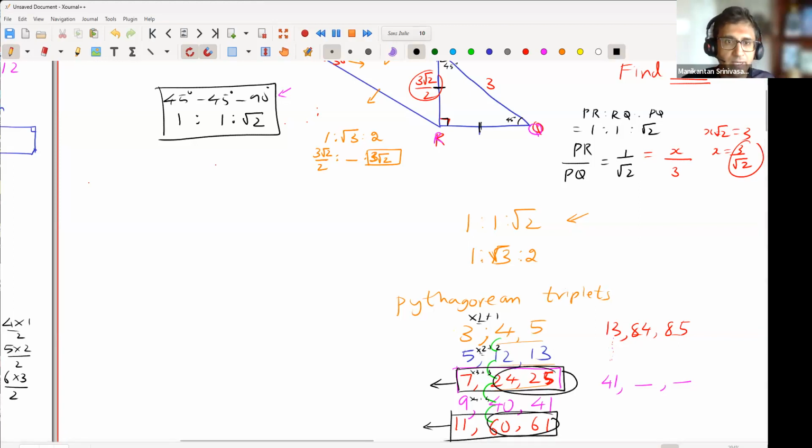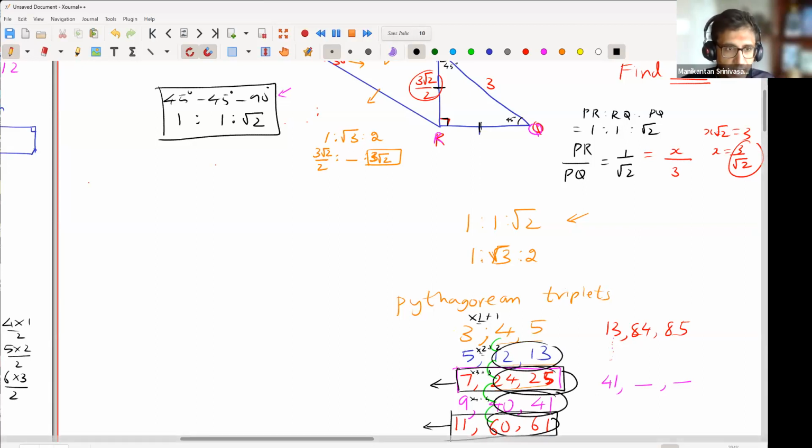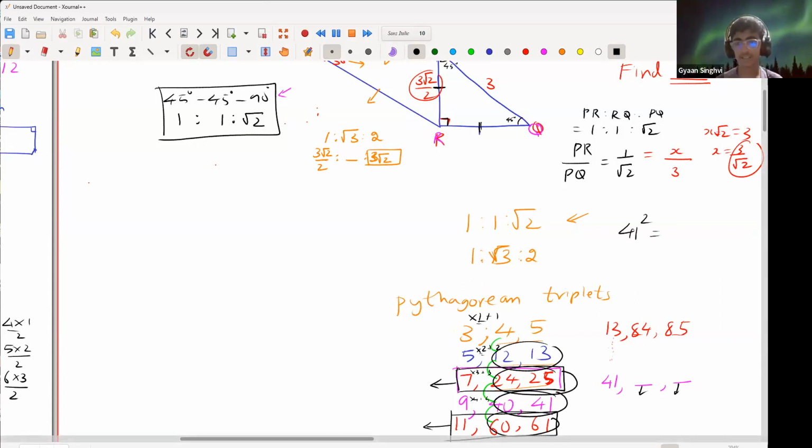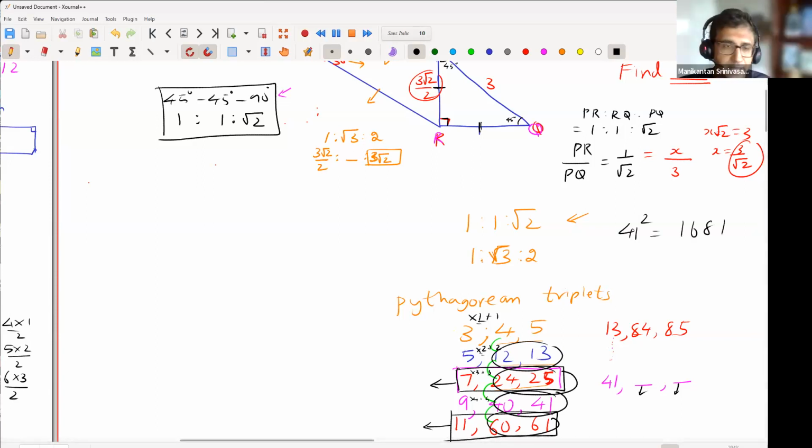24 plus 25 is 7 square. 40 plus 41 is 9 square, and so on. So let's see. Sana, go ahead and complete this. What is 41 square, guys? Can someone tell me what 41 square is quickly? 1681. Very good. And how did you do that?